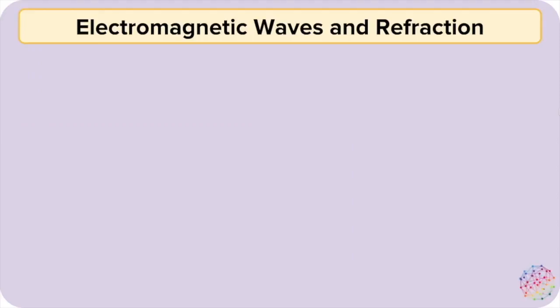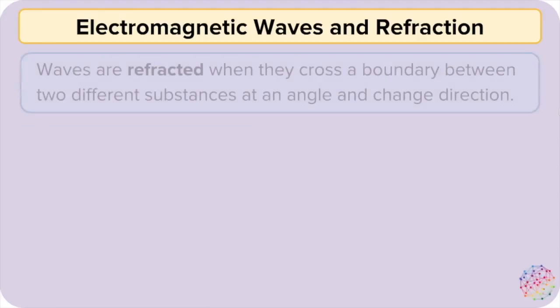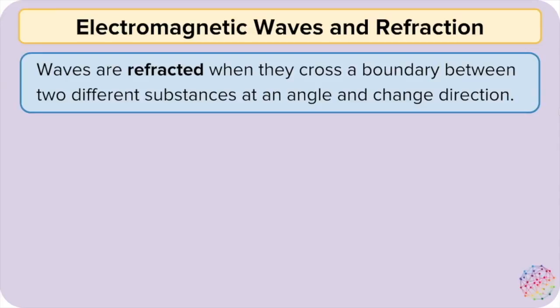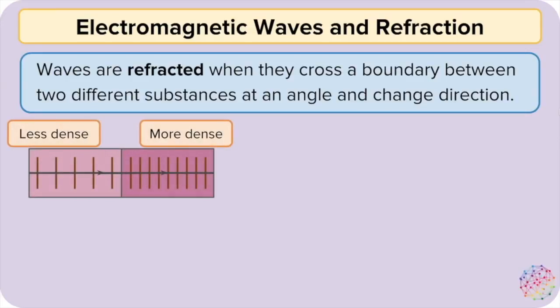Electromagnetic waves act a lot like any other wave we know and can undergo refraction. Waves are refracted when they cross a boundary between two different substances at an angle, causing a change in direction of the wave. So here we can see a wave travelling from a less dense medium to a more dense medium. But the wave is not being refracted as it is crossing the boundary at a perpendicular angle to the next medium.